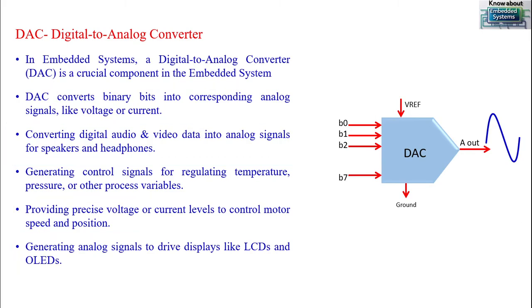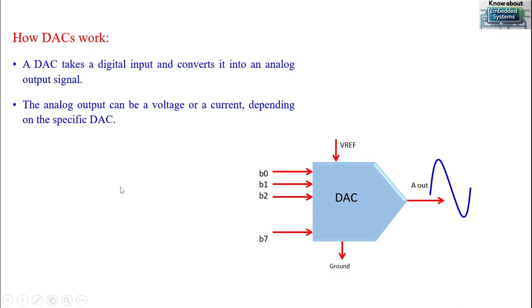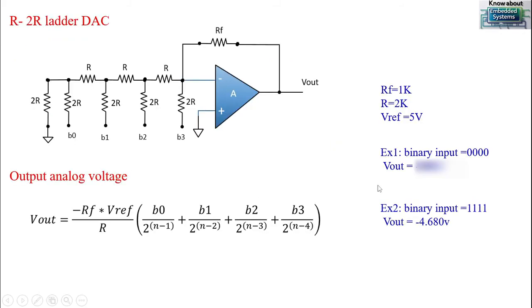With this note, we will understand how a DAC works. As I told you already, the DAC takes a digital input, which is binary bits, and produces an analog output. That is the basic thing. This analog output will be in the form of voltage and current. For this DAC, two important things are required: one is a reference voltage and one is a ground voltage. We will understand this block with the circuit diagram.